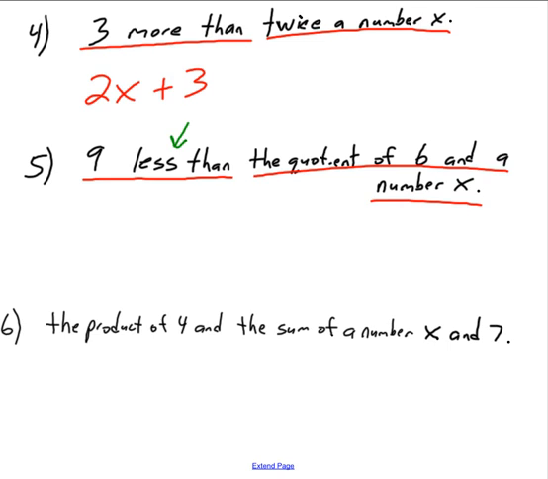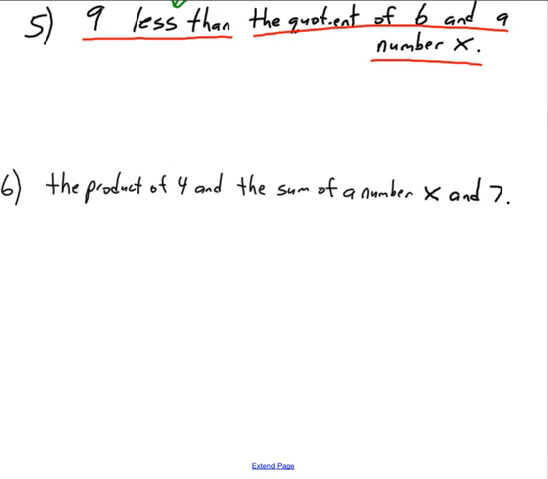Where it says the product of 4 and the sum of a number x and 7. So that's pretty complicated. So we have a couple things going on. We have product and we have sum.